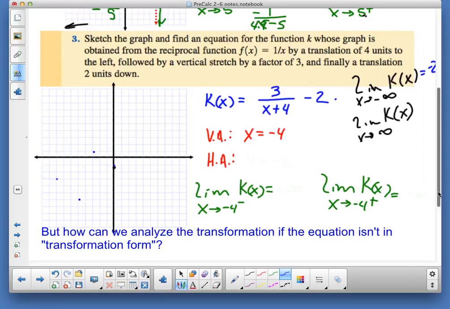And even if I approach +infinity, this is so big on the bottom, going into 3, it's going to go in there 0 times. Well, it's going to approach 0, and then again, I'm going to subtract 2 from it, and again, that's -2. So my HA should be y equals -2, and that's how that is driven.